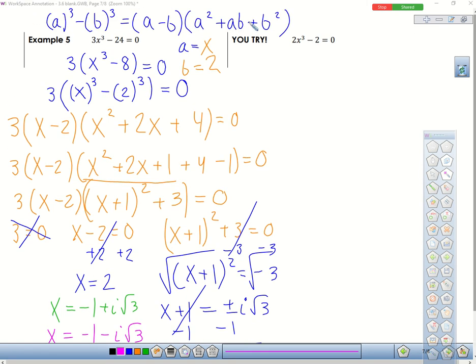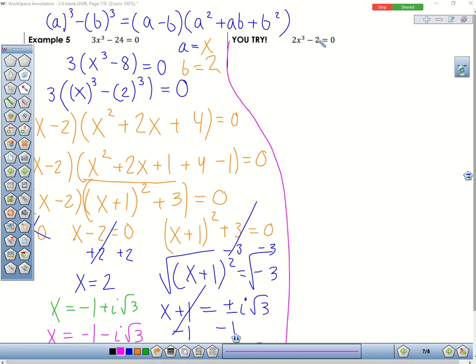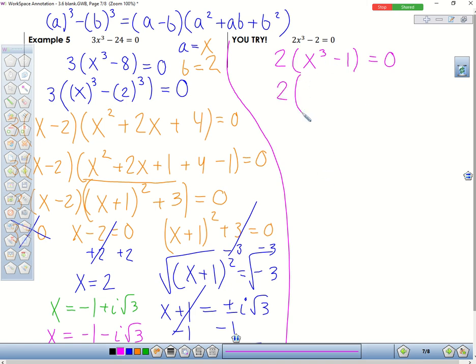So let's try the last one. This one's probably going to be a little easier, I think. I'll go through this one a little quicker. What's the GCF on this? 2. Factor out a 2. Good. Now we have to find our A and B terms. So we always rewrite this as x to the 3rd minus 1 to the 3rd, because 1 to the 3rd power is still 1, so it doesn't change it.